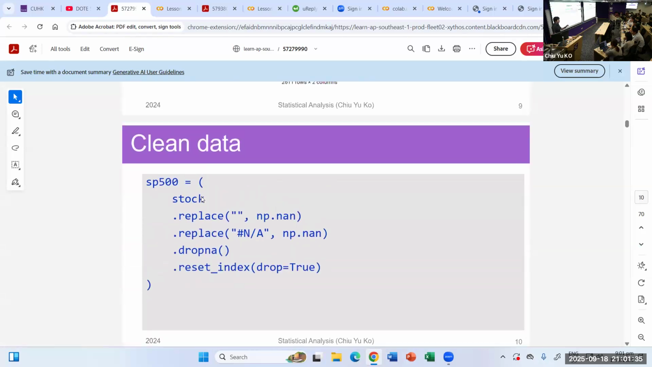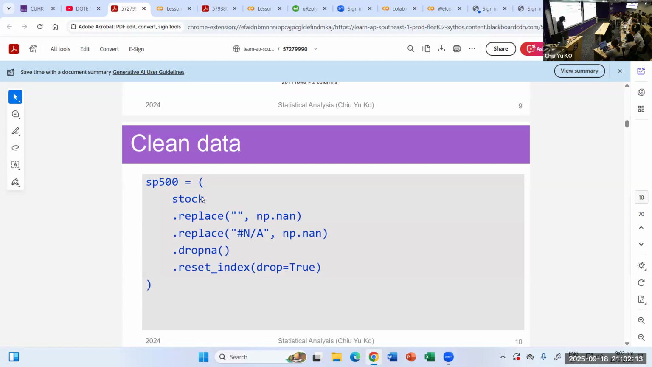The next thing is to clean the data, because data is not perfect. So first, I use stock dot replace. This means I look at the data. If the data has no price, it's absent, which is an empty string. You learned this from the other class, right? And this np.nan is numpy NaN, not exist. And if the data has NA, also with NaN. And if NA, you drop it. So you do it one by one.